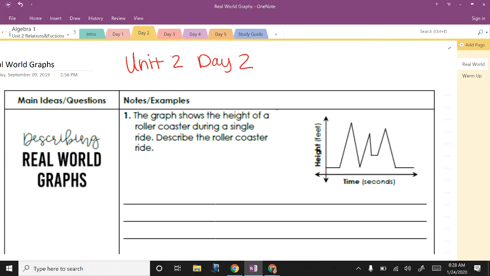Okay, so we talked about the roller coaster, right? So this was backwards. They gave us a graph, and we kind of interpreted what that graph meant and made up a scenario about this roller coaster. Right? I've never seen that roller coaster. It looked a little boring. I like to go upside down.